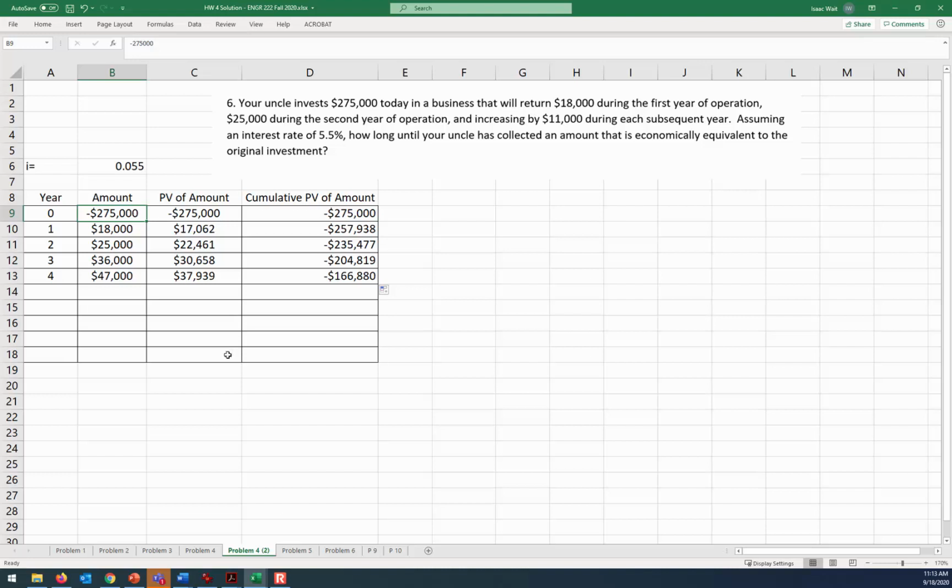So I hope that those two illustrations are useful. Are there any quick questions related to what I've done on those two problems before we move on?